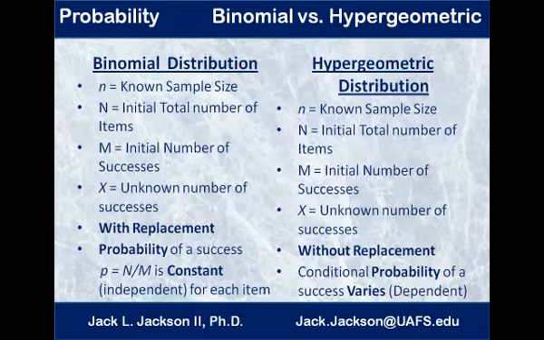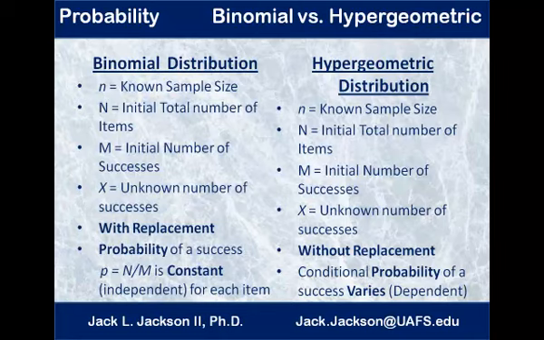All right, here we go. So we're talking about a hypergeometric distribution versus a binomial distribution. Okay, so for a binomial distribution, we know the sample size is n. Hypergeometric, same deal. Again, one way we could think about it is choosing from capital N, total number of items, and capital M is the initial number of successes, and we're trying to get the unknown number of successes. In that case, they're both the same. But a binomial is done with replacement, and a hypergeometric is done without replacement.